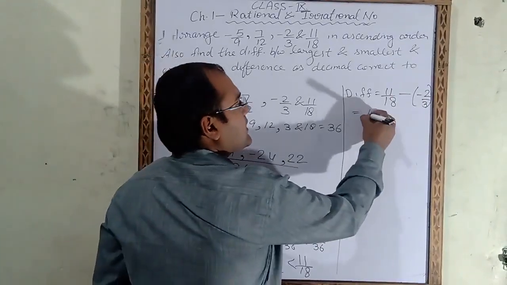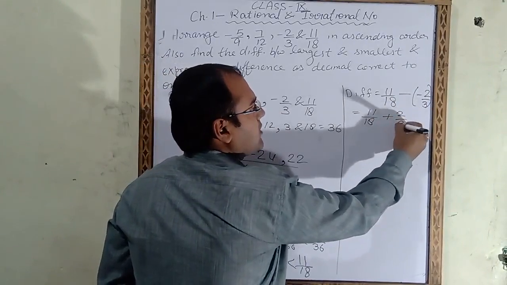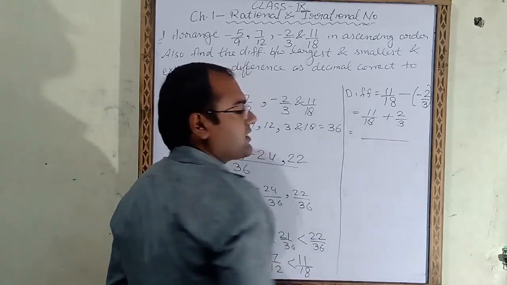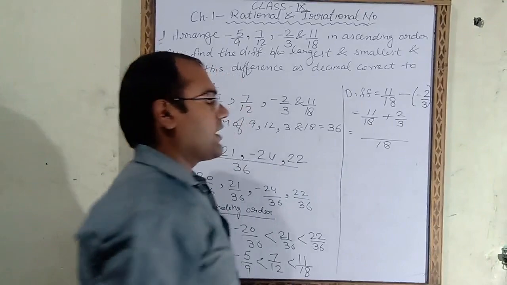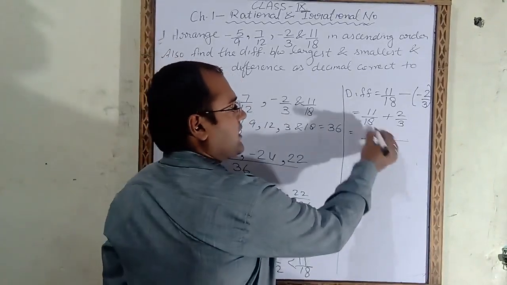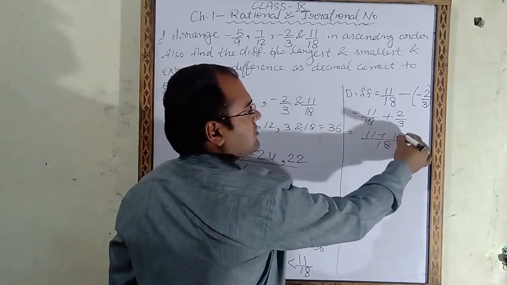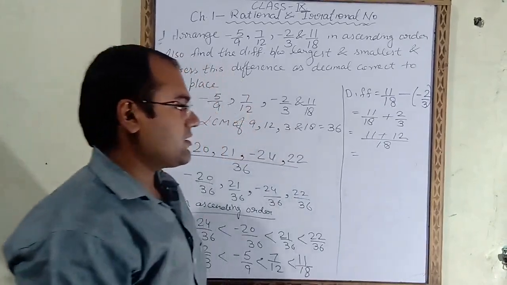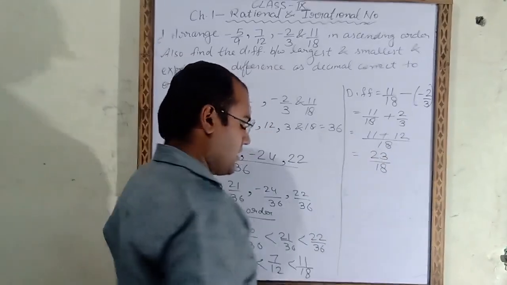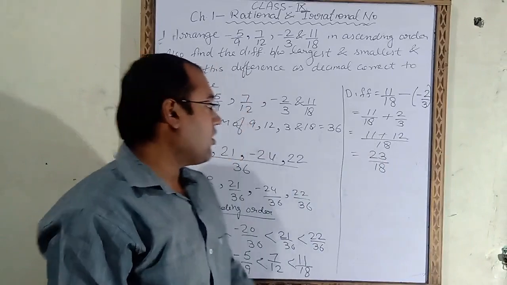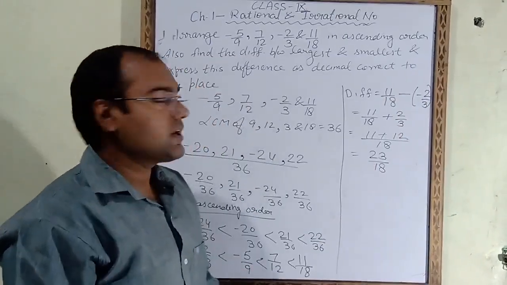Now what we will do? 11 upon 18 minus and minus will become plus 2 upon 3. Now we will take the LCM of 3 and 18. So the answer will be 18 only. Then 18 1s are 18, 1 into 11 will get 11, 3 6s are 18, 6 plus 2 is 12. So on solving it we will get 23 upon 18. So this is the difference of largest and smallest number. Answer is 23 upon 18.